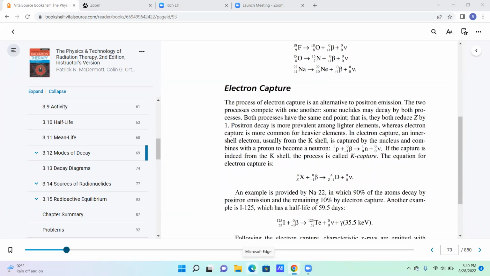In electron capture, an inner shell electron, usually from the K shell, is captured by the nucleus and combines with a proton to become a neutron. If the capture is indeed from the K shell, the process is called K capture. The equation is as you can see there. An example is sodium-22, in which 90% of the atoms decay by positron emission and the remaining 10% by electron capture. You also have it in I-125, which has a half-life of 59.5 days.